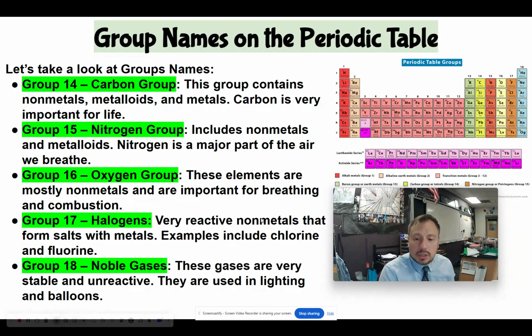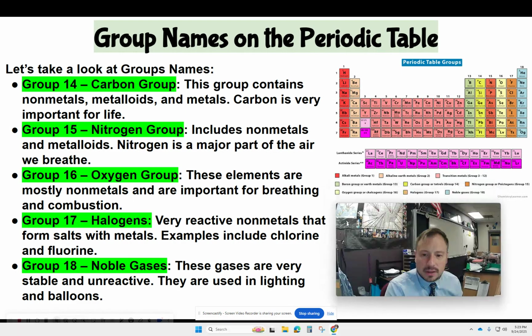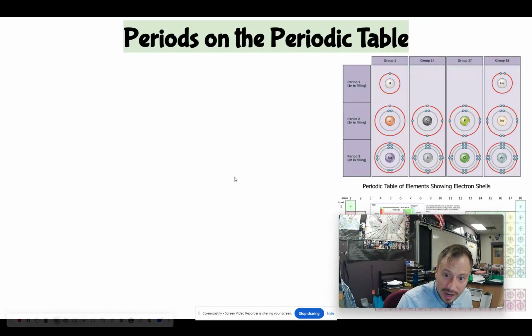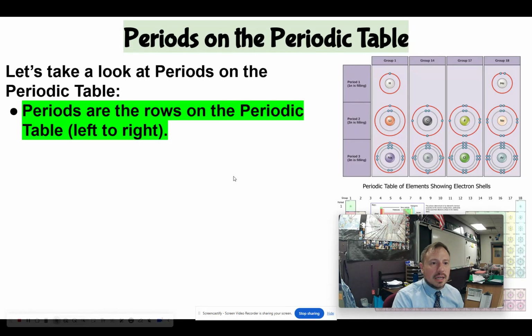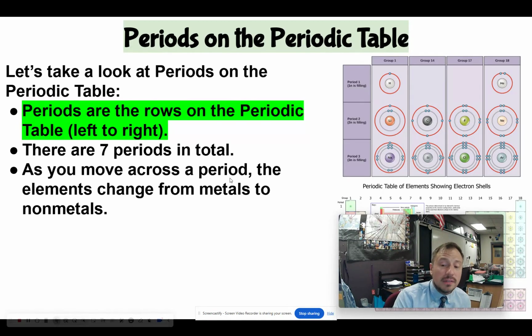They don't really need electrons. They don't really bond with anything. So now let's get to the periods on the periodic table. Periods are the rows on the periodic table. They go left to right. There's 7 periods in total.